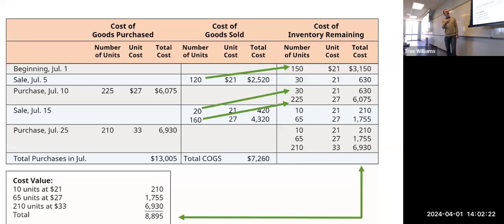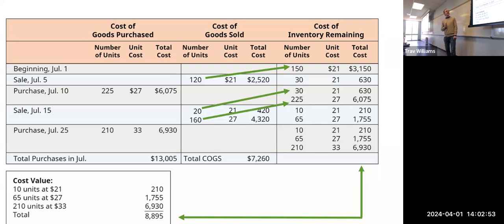So it must have come out of that lot. So they sold 120 units at $21 each, which equals that. So how many units do they have left over? They started with 150 and they just sold 120. 30, right? That's what we see over here now. They have 30 units remaining. So it's 150 minus 120 equals 30. They had a cost of $21 each, and we can see the cost of that in inventory.